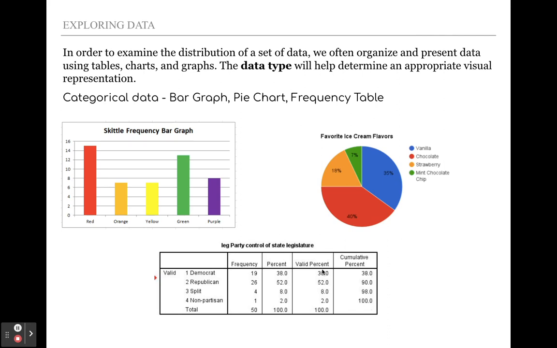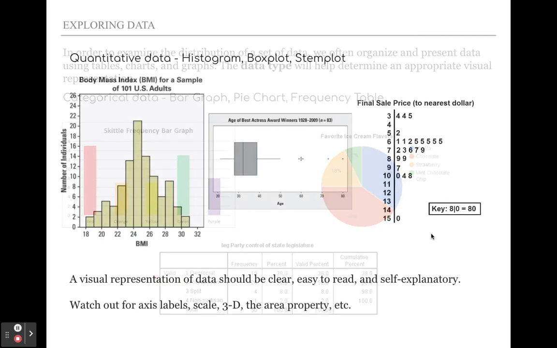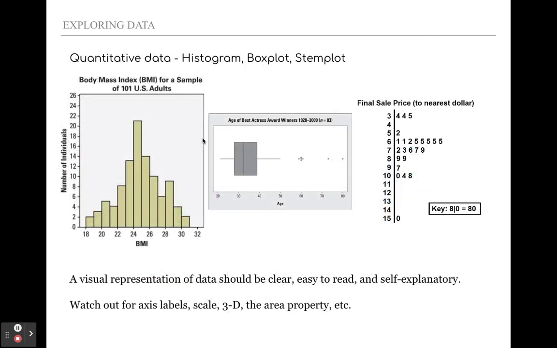And you could use these valid percents or this percent column to make a pie chart as well. And the cumulative adds as you go. All right, for quantitative data, you get histograms, box plots, and stem plots. Those are the most commonly used plots for quantitative data.